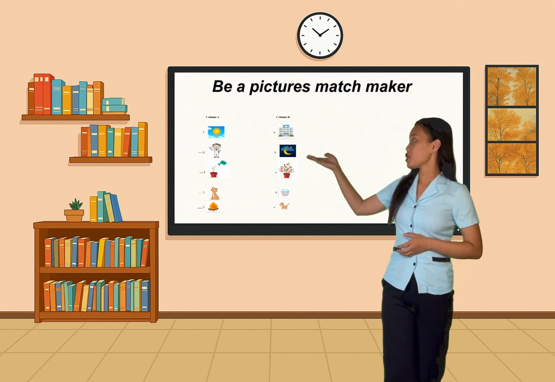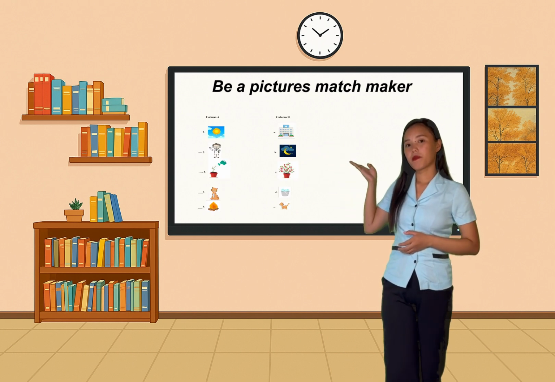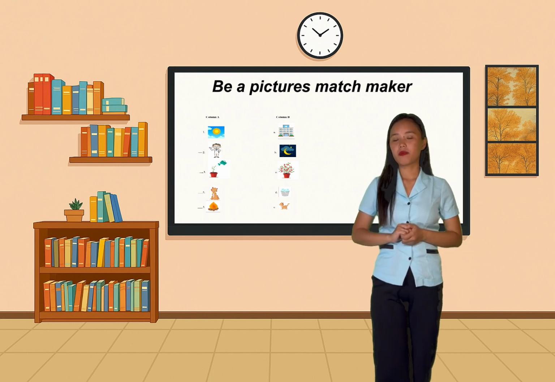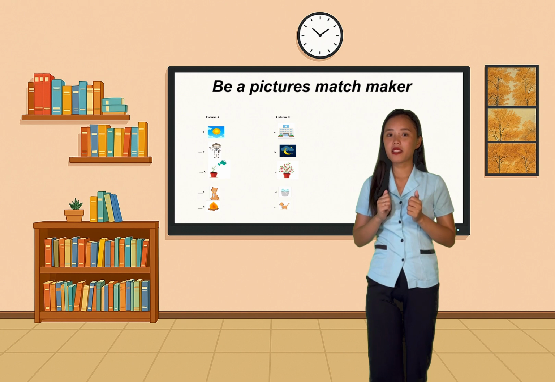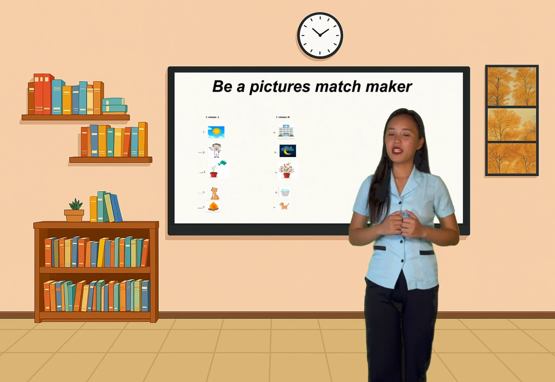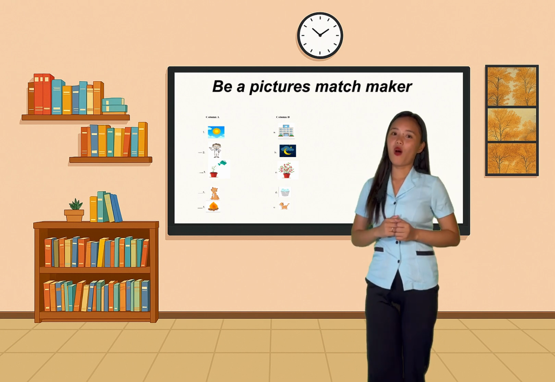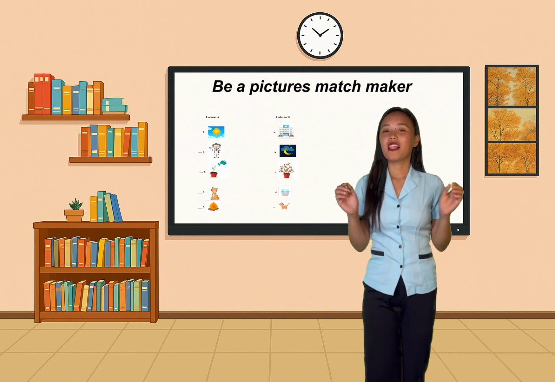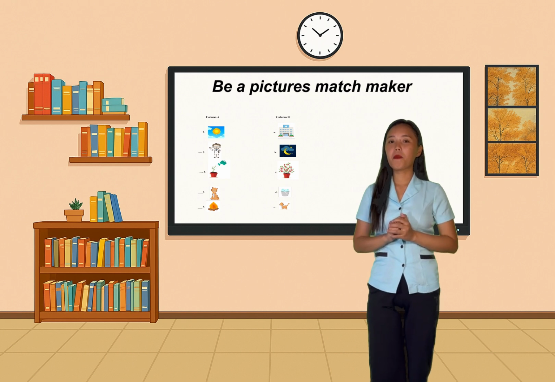Here are the pictures of column A and column B. I will give you 1 minute to finish the activity. Is it clear, class? Very good. Your time starts now. Time's up. Let's check if you got a perfect score.